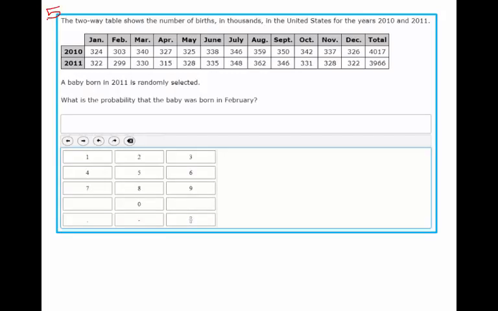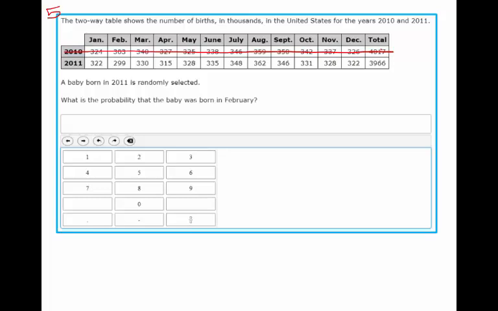So it says the two-way table shows the number of births in thousands in the United States for the years 2010 and 2011. A baby born in 2011 is randomly selected. So we are only looking at those born in 2011. This is all just additional information that they give you to make it look harder. So we just want to look at data from 2011. What is the probability that a baby was born in February?